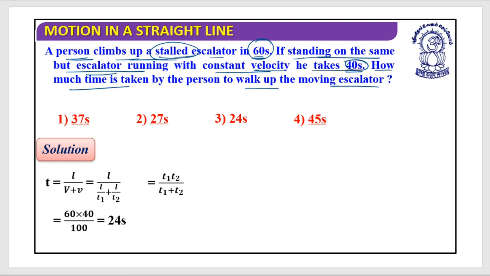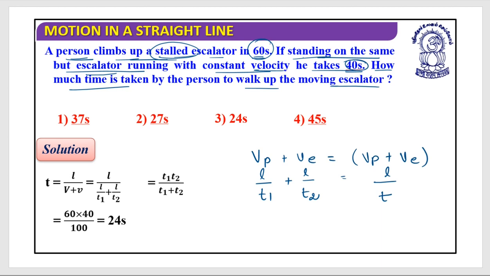So what I can do is write it like this: velocity of person plus velocity of escalator should be equal to Vp plus Ve. Now velocity of the person would be L divided by T1. Velocity of the escalator is L divided by T2. That would be equal to L by the time taken T. So this L can be cancelled, and 1 by T equals 1 by T1 plus 1 by T2.